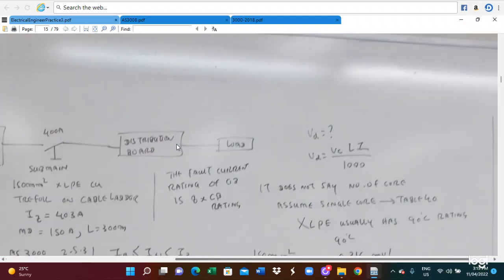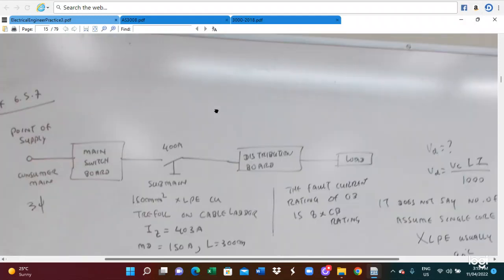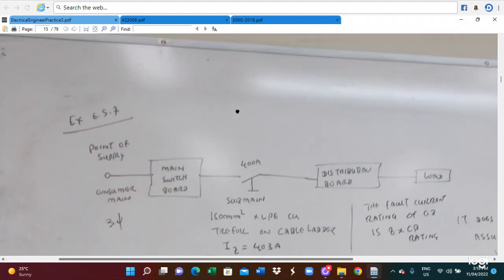You should not draw it more than 67 meters. If you did, it will overheat the cable. Also, it will not protect against an earth fault. The protection will not be working.